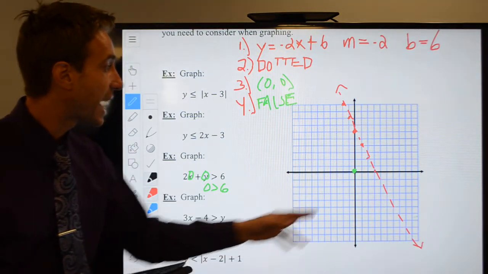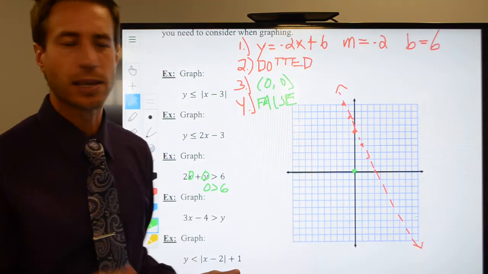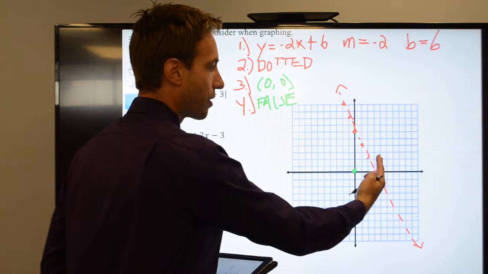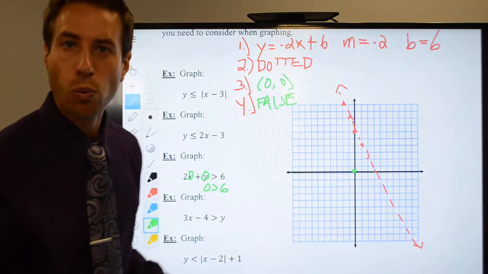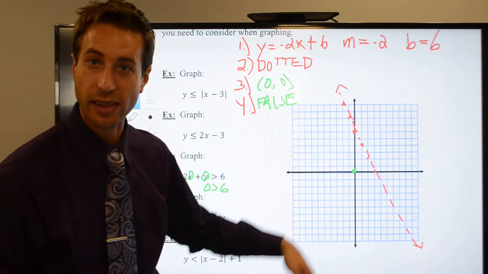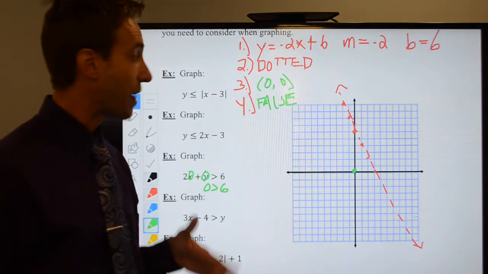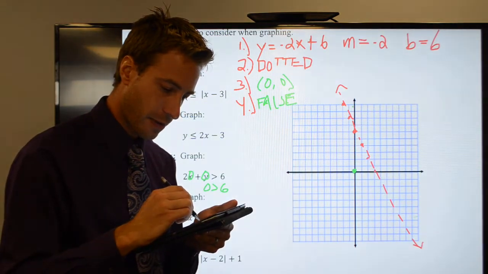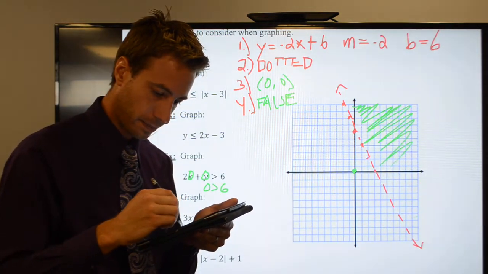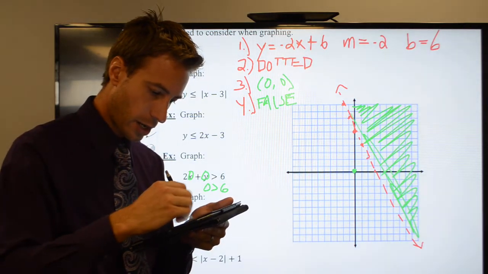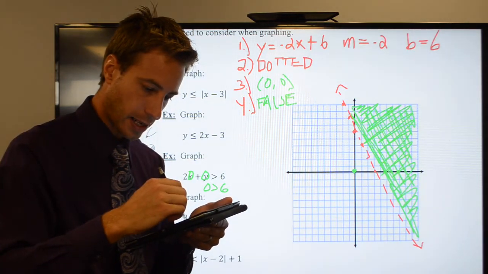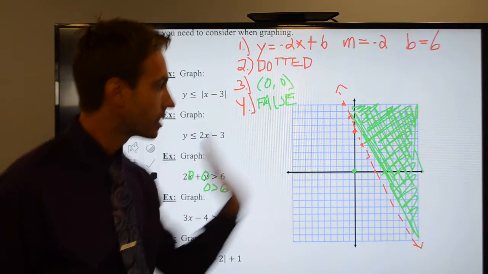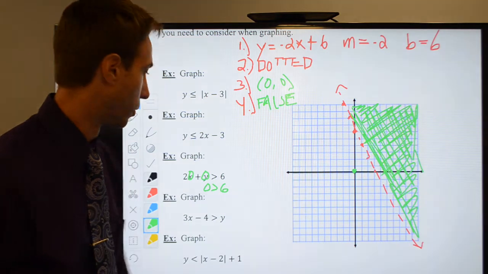And since my test point, and now this is up to you, do you consider that to be below the line, or do you consider that to be to the left of the line? Whatever, your test point is on this side of the line, and it gave you a false statement. That means your solutions are on the opposite side. So we're going to shade everybody over here. Shade everybody on the opposite side of the line. Since my test point was false, it is not a solution. That means everybody on the other side will be.